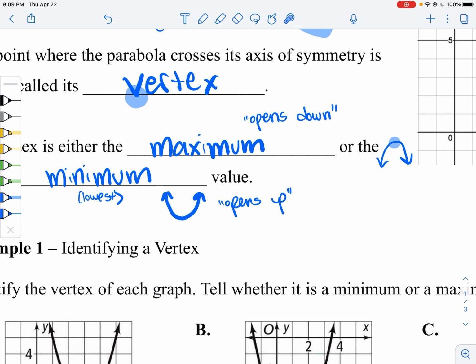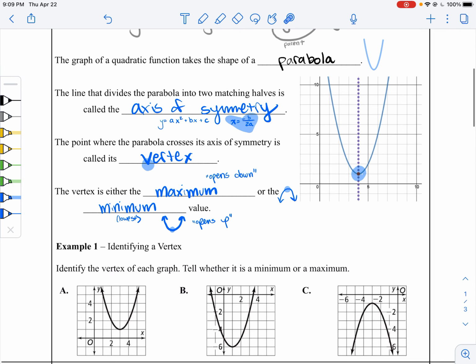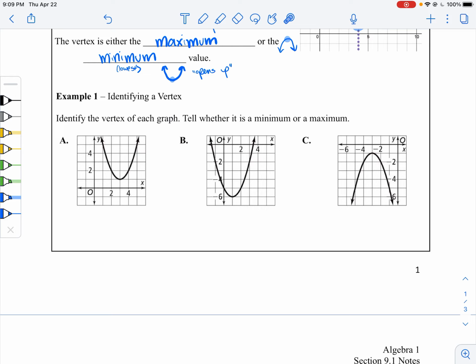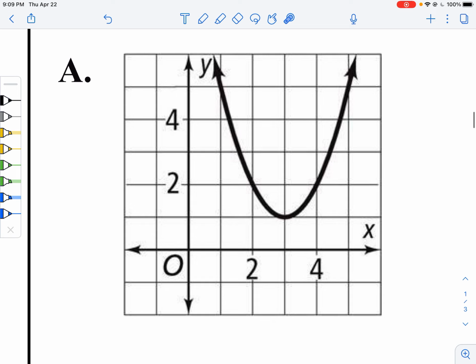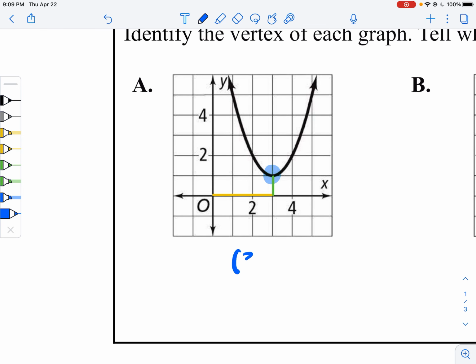You can remember that because up rhymes with cup and it looks like a cup. And that's the lowest point right there. The vertex is always going to be the lowest when it opens up. Now you find the vertex just by looking at the graph, and we'll tell if it's a minimum or a maximum. The vertex of this graph is right here, so we go over 1, 2, 3, up 1. The coordinates of this point are (3, 1), and this guy is a minimum. I'm going to abbreviate.